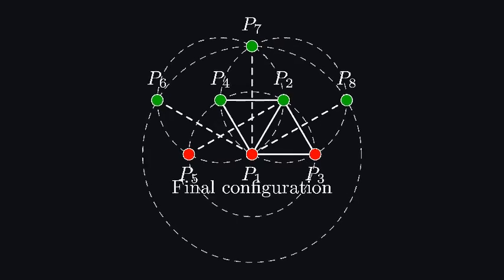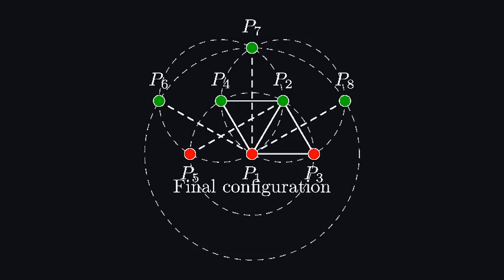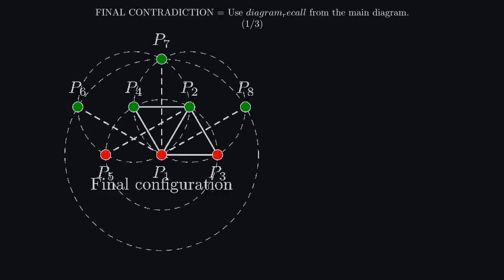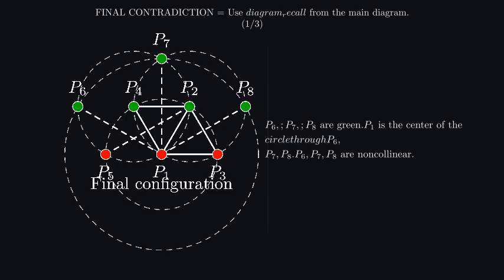This is the full configuration. The red points are P1, P3, and P5. The green points are P2, P4, P6, P7, and P8. Now look at the final three green points, P6, P7, and P8. These three green points lie on a circle centered at P1. They are noncollinear, so the coloring rule applies. Since P6, P7, and P8 are green, the center of their circle, P1, must also be green. But P1 was chosen to be red. This is a contradiction.